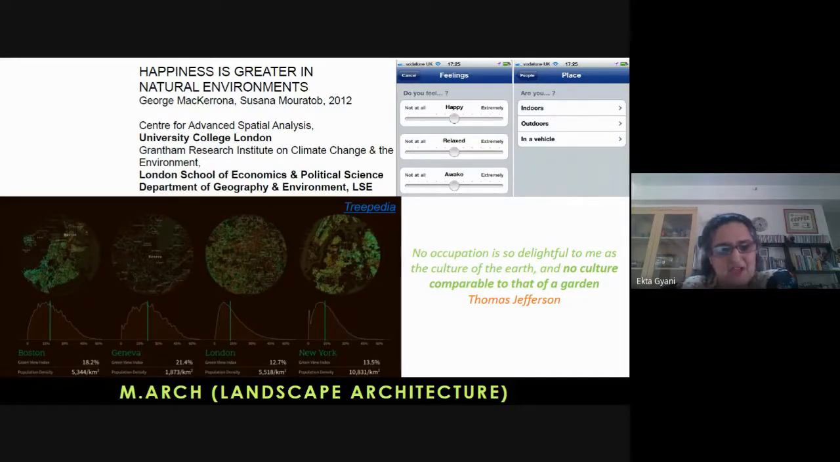The other image on this slide is Treepedia. Again, you can look it up. It's real time. You can go and see the tree cover of different cities of the world. It's fascinating. And again, overwhelmingly, the cities that have more tree cover are happier cities.